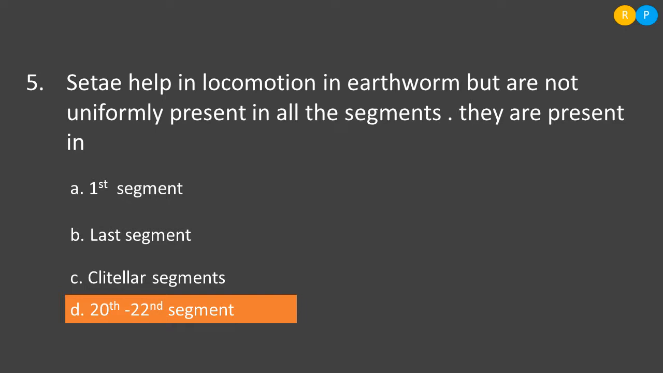Clear. So let us look at the options. Option A, first segment. First segment does not consist of setae. Then option B, last segment. Then option C, clitellar segments. So last segment as well as clitellar segment does not consist of setae. So the correct answer here is option D, 20th segment and 22nd segment. So except these three segments, that means first, last and clitellar segment, all other segments will have setae as a locomotory organ.